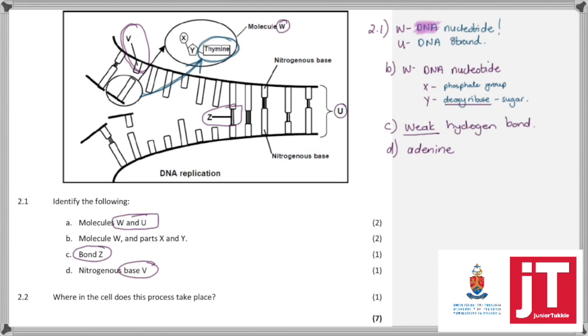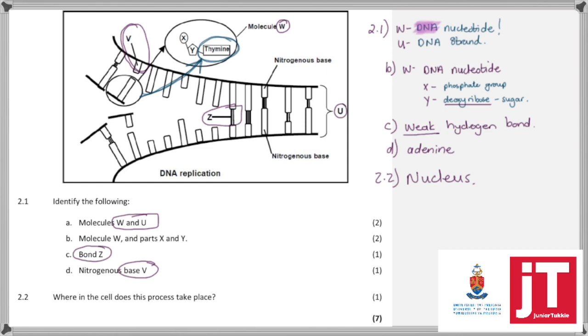Let's move on to the next question. Where in the cell does this process take place? If we look at DNA replication, the DNA is inside the nucleus. If we are creating an extra copy of this DNA, that extra copy would also be present in the nucleus, as part of that same replicated DNA molecule. So the answer to this question is simply the nucleus.